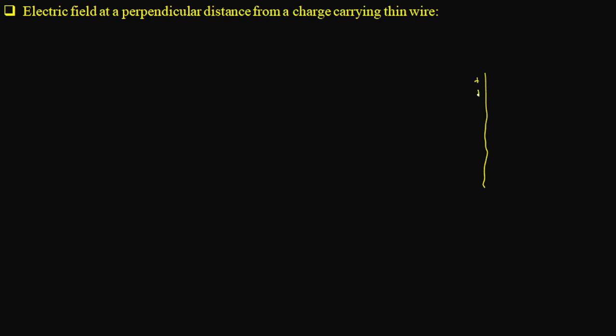So let's say again we have a charge carrying thin rod like this, but in this case we have to calculate the electric field at a perpendicular distance, some perpendicular distance at this point. Let's say this is capital R. So at this point we have to calculate the electric field. There could be different cases: the length of this rod can be infinite, can be semi-infinite, and this point can be exactly on the bisector of this rod.